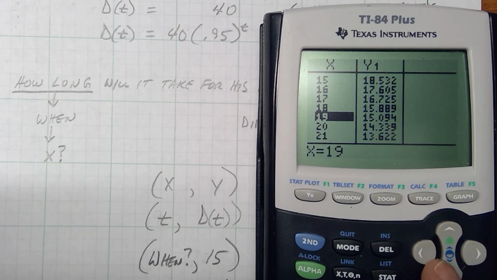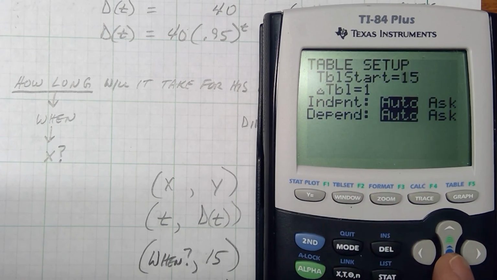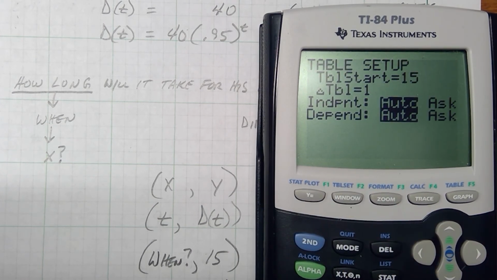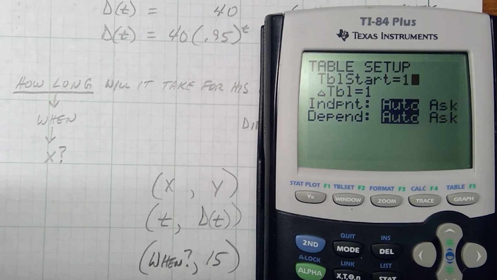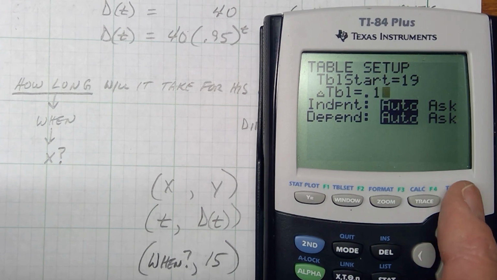Well, let's take smaller steps. Over here in the x, instead of going by ones, let's go back to table setup. And we know it happens after 19. So why don't we just start our table at 19? Oops, I messed that up. Let's start our table at 19 and let's take smaller steps. So instead of going 1 at a time, let's go 0.1 at a time. And back to our table.